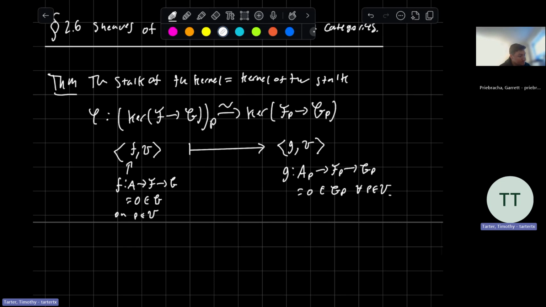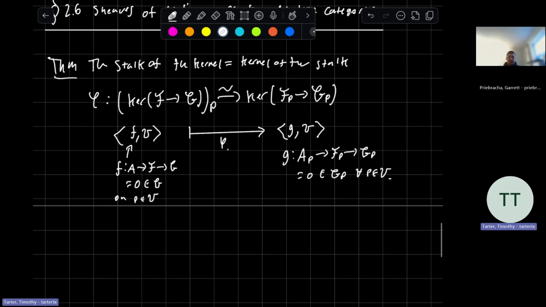So is this a clear construction? Yes, it is. Okay. I'm a little confused about this business of the cokernel.